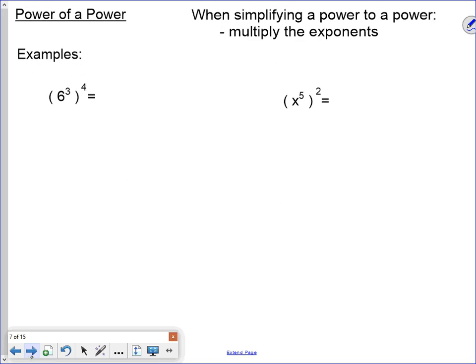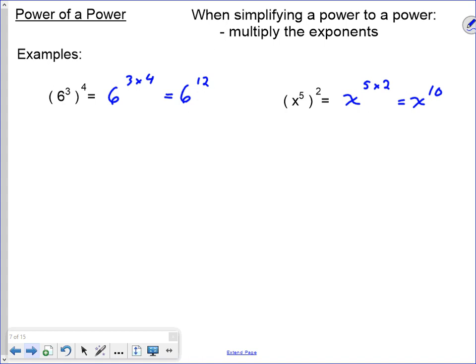If we have a power raised to another power, like these two exponents, a power raised to an exponent, again our base stays the same, and we're going to multiply our exponents. So 6 to the 3 to the power of 4, we just take that 3 and that 4, and we multiply them together. 6 to the power of 12. Okay. X to the power of 5 to the power of 2, x to the power of 5 times 2, x to the power of 10.